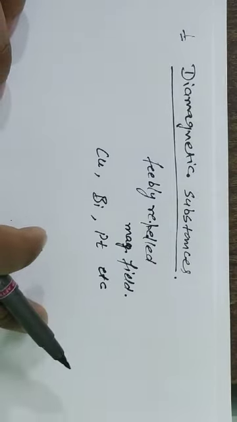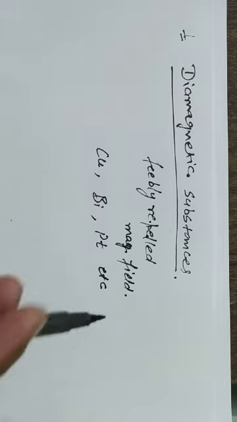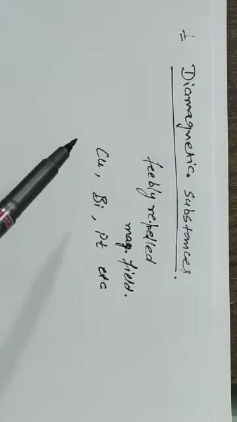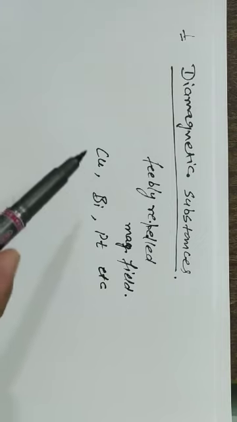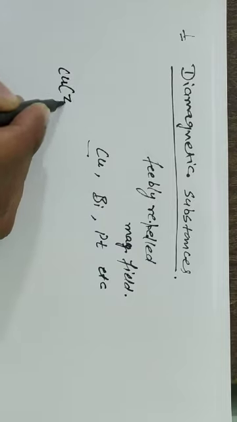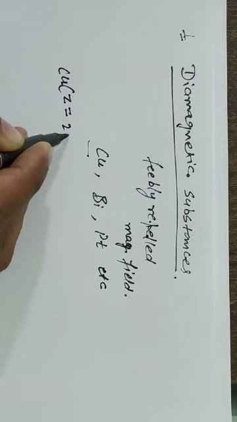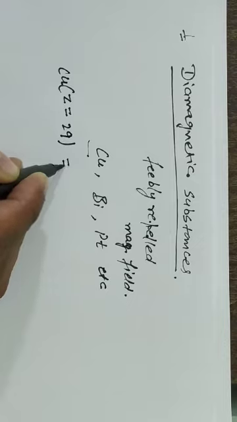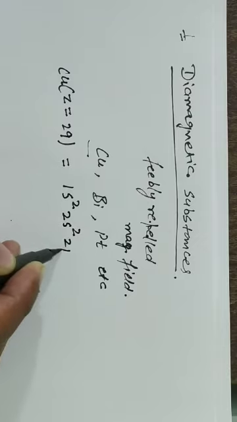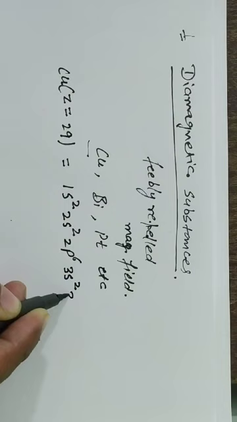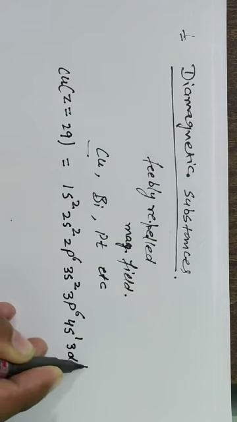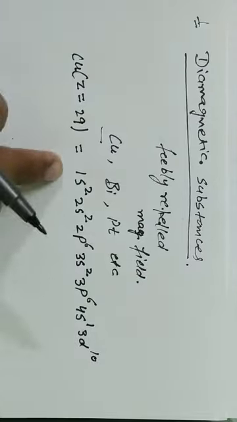These are called diamagnetic because in the valence shell of these atoms there are electrons which are in pairs. If we take the simple example of copper, the atomic number of copper is 29 and the electronic configuration of copper is 1s2, 2s2, 2p6, 3s2, 3p6, 4s1 and 3d10.